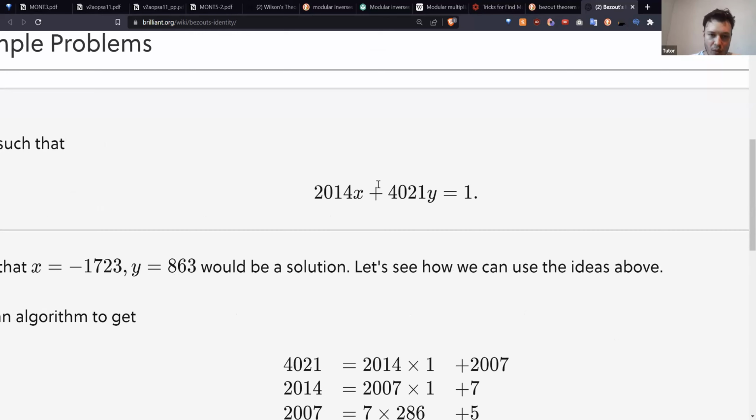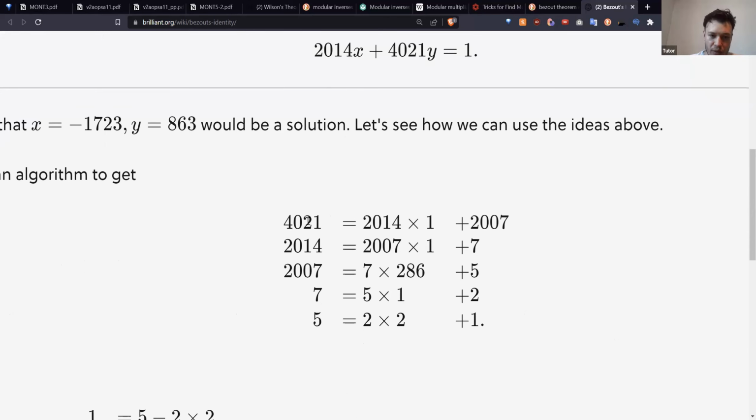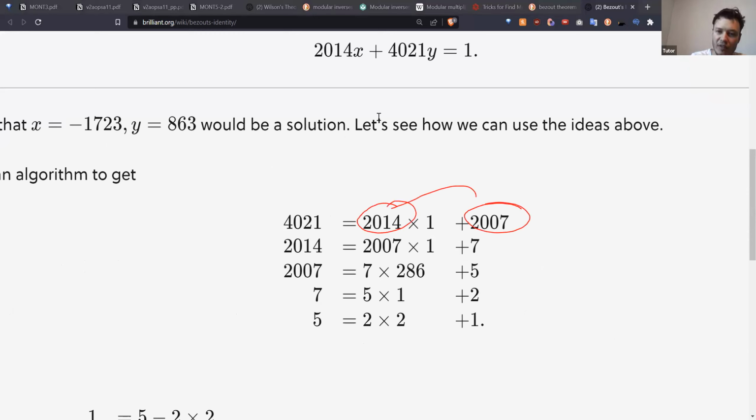Well, you take 4021 and divide it by 2014. When you divide 4021 by 2014, you get a remainder 2007. Now you take 2014 and divide it by 2007, and you get a remainder of 7, right? Next you take 2007 divided by 7, and you get a remainder 5. Then you take 7 and divide it by 5, and you get a remainder 2, and then take 5 divided by 2, and you get a remainder 1. So now look at this thing in here. So what do I have?